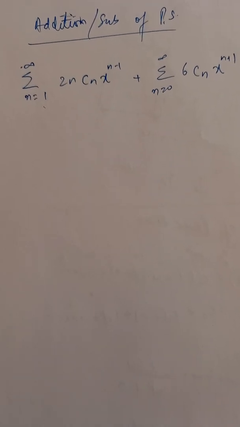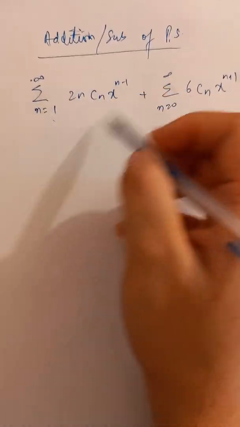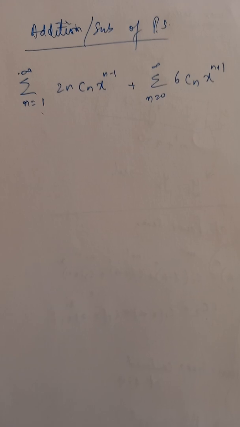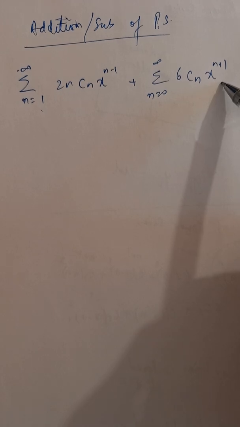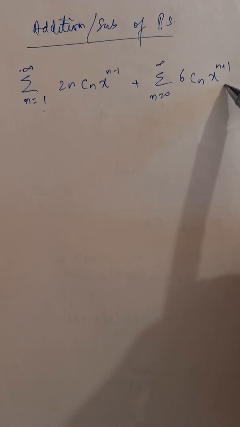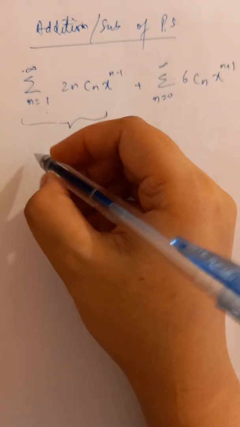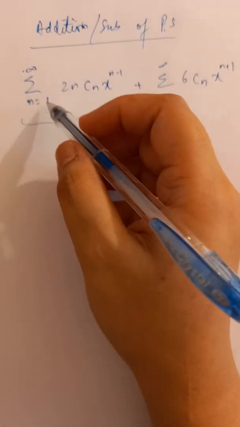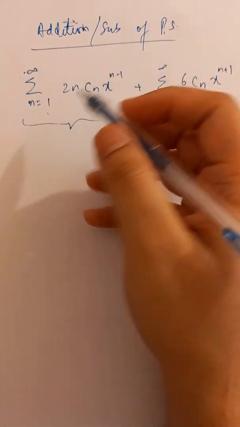Okay, so first things first, in order to add or subtract two or more power series, we need to see that after expanding both of these series, the x powers of the first terms are the same. That means if you open this one up, how do we open it? We just put in the variation of n over here. So we just need to see the first term of this series.